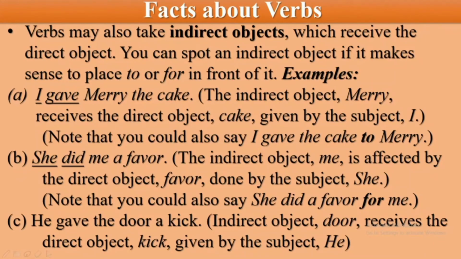So in this sentence, a kick is the direct object and the door is the indirect object, because here if we ask the question, what did he give? The answer is he gave a kick. So this is the direct object, as it is the object of the transitive verb give. And who receives the kick? Of course, the door receives the kick. For this reason, the door here is an indirect object.